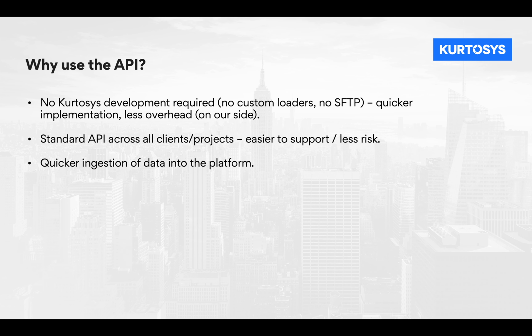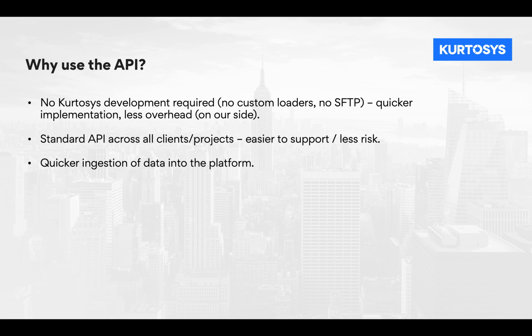Why do we want the customer to use the API over the loaders? No Kurtosis development required. Building a loader, if you look at the name custom loader, there's a loader built for each customer. So if we onboard a customer and they need to use a loader, we need to build one specifically for them. That takes time, which means time to implement gets extended. So if they're using the API, no custom loaders have to be built, no SFTP locations, which means quicker implementation and less overhead on our side.